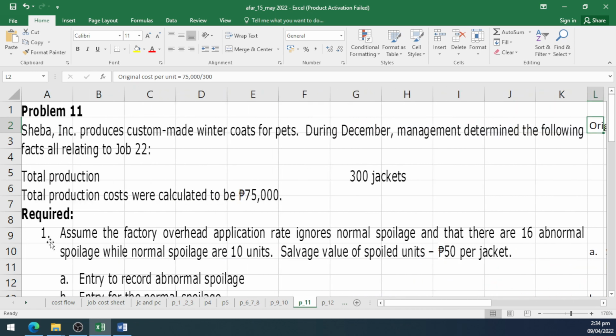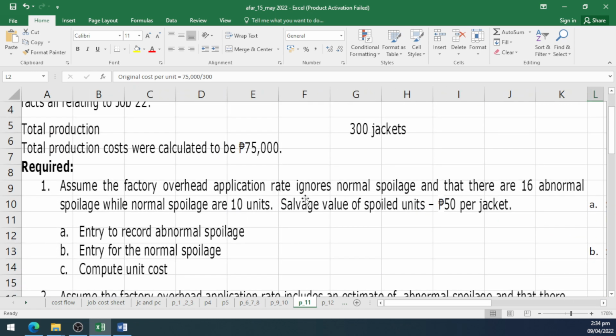Okay? Ngayon, assume the overhead application rate ignores normal spoilage and that there are 16 abnormal spoilage while normal spoilage are 10 units. The salvage value of spoiled units, 50 per jacket. Entry to record abnormal spoilage, entry for the normal spoilage, and we compute the unit cost. So, ito po, overhead rate ignores normal spoilage. Ibig sabihin po, ang ating method dito, charge to specific job. Doon sa normal ha, kasi yung abnormal, wala namang method dyan eh. Kaya unahin na natin yung abnormal.